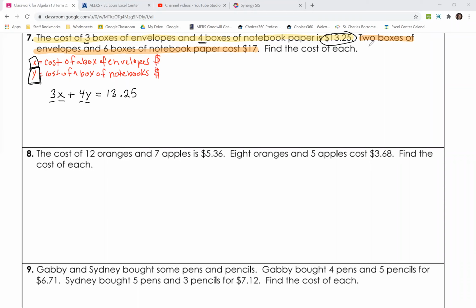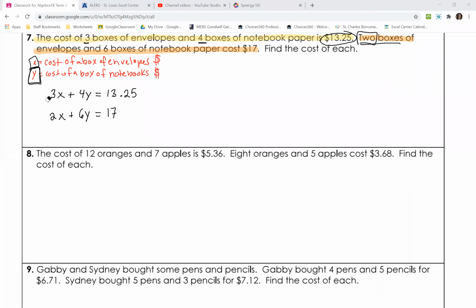So it's going to be very similar. This time you had 2 boxes. All right, they spelled the word two this time. That's because it was the first word in the sentence. That's standard. So this time you have 2 boxes of envelopes and 6 boxes of notebook paper, and that cost you $17. Okay. All right.